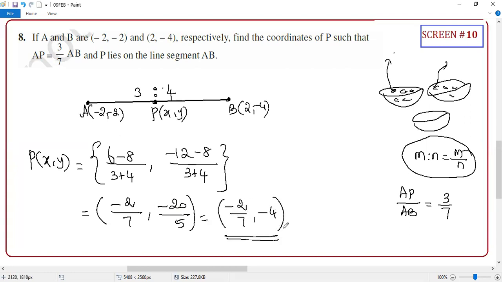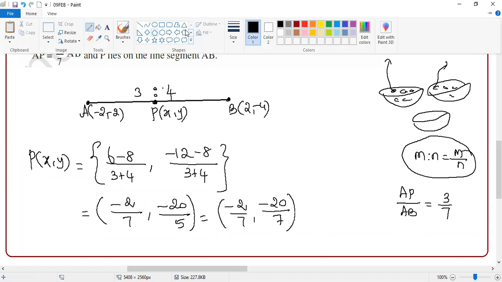Crystal clear or not? Sir, not 5. Oh, sorry. 7, right? So minus 20 by 7. You see here, that's what, guys. See here, careless mistake. Anyone will do a careless mistake. That's why we cannot give the assurance of centum. Even though you know the concept very well, there is a chance of careless mistake.